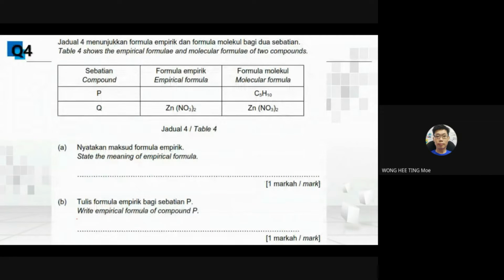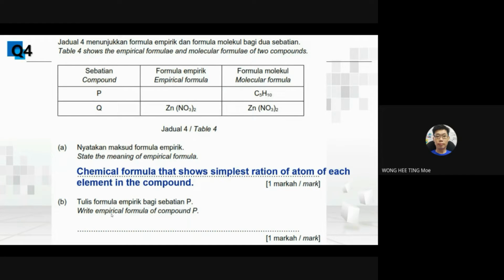Number 4. The table shows the empirical formula and the molecular formula for two compounds. State the meaning of empirical formula. For this one, I directly show it to you. Chemical formula that shows the simplest ratio of atoms of each element in the compound. Remember, don't miss any points for these two.